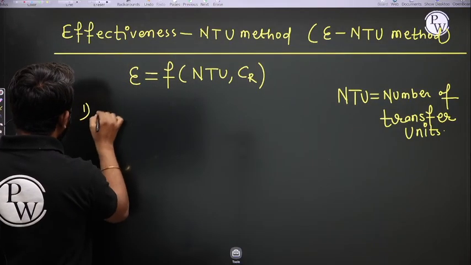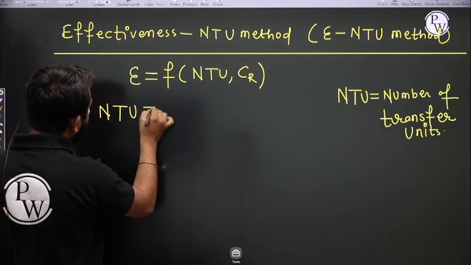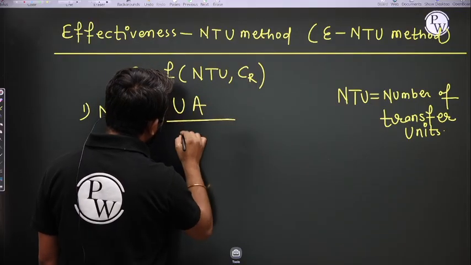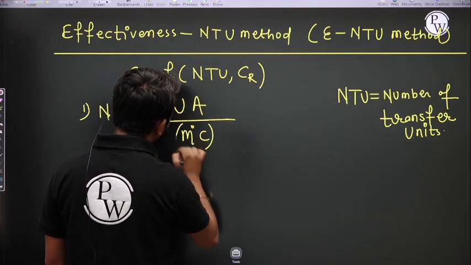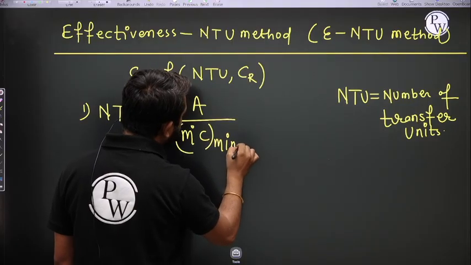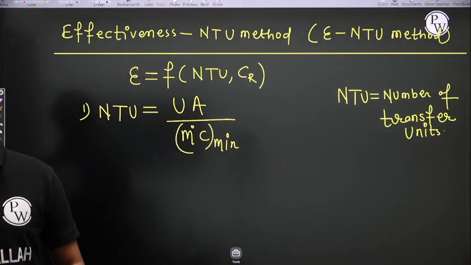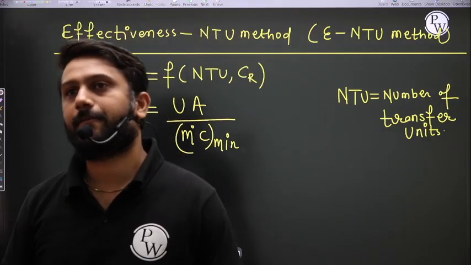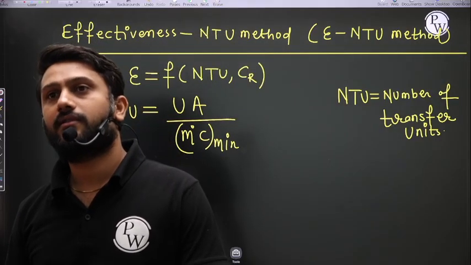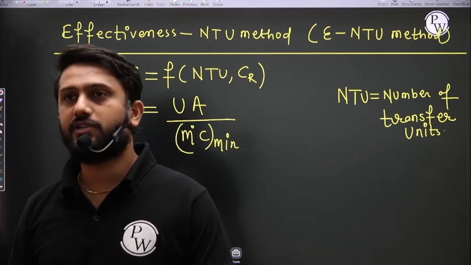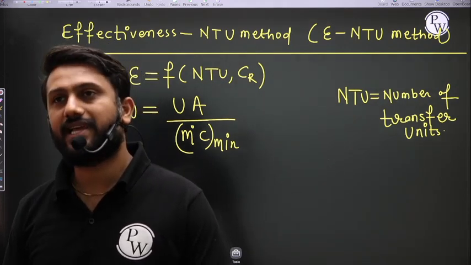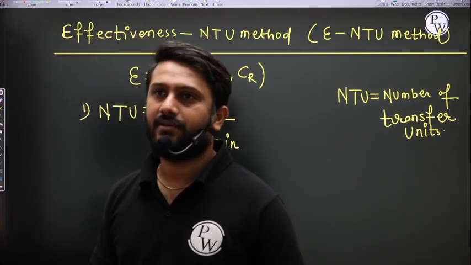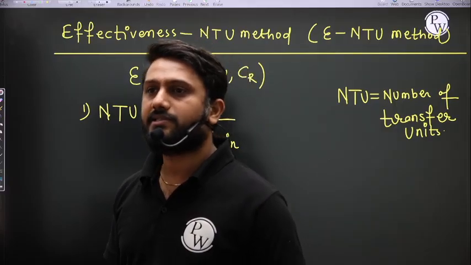First, NTU. This NTU is the ratio of UA to the minimum heat capacity rate. What is U? U is the overall heat transfer coefficient. What is A? The area of the heat exchanger. What is m dot C? That is the minimum heat capacity rate.